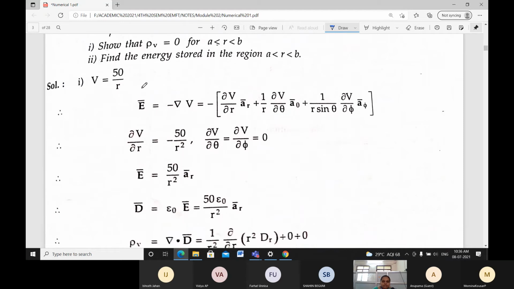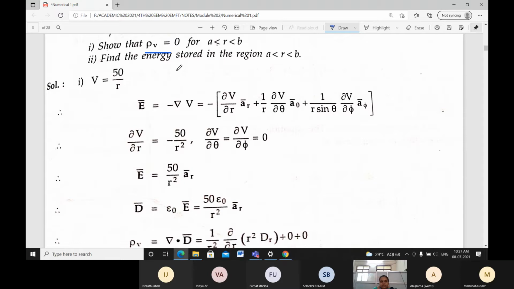First, you have to find out the electric field intensity. Then rho v is going to be equal to, we know the equation, del dot D, meaning flux density we want. First we have to find the flux density, then we can show whether it is going to be 0 or not.